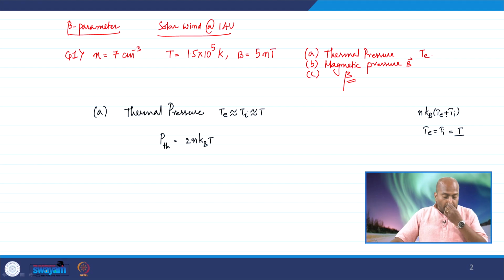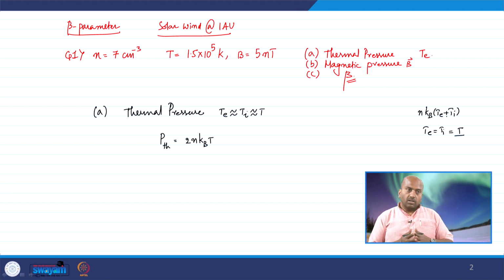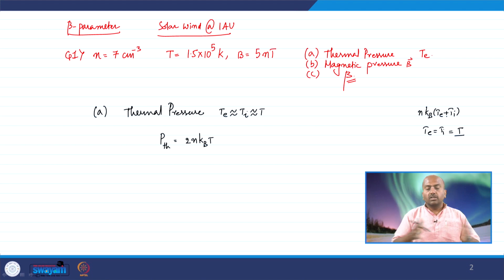Because of the collisions, if thermal equilibrium is established, we can say that electron temperature and ion temperature will be equal. But if you do not give the plasma that opportunity, either you are talking about a gas which is diffused or collisions are not possible, in that case electron temperature and ion temperature can be maintained separately and independently.